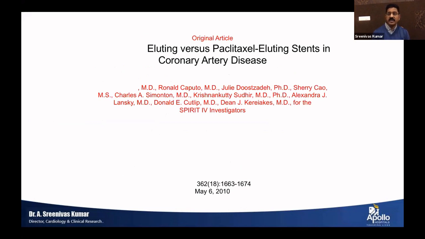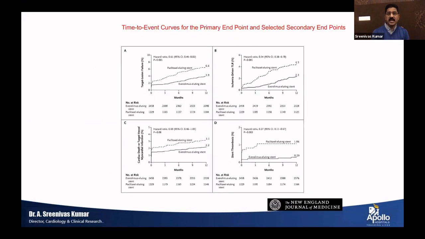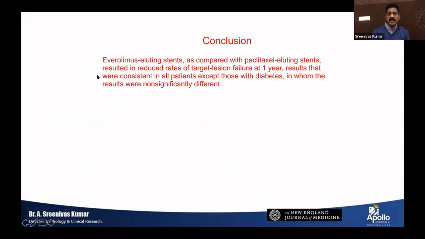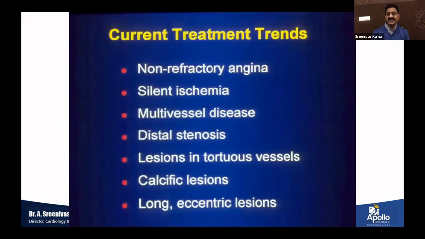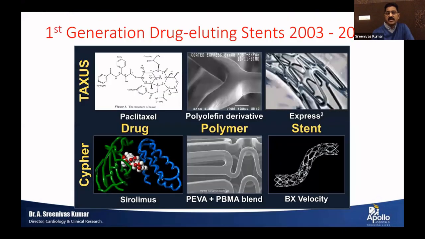Then we thought about which stents are good, whether the limus group or the paclitaxel group. Then comparison studies were done and showed that probably sirolimus and everolimus eluting stents were better than paclitaxel. That's how the paclitaxel stents became less and less popular, and the limus group is being studied more and more. So if you now see the better quality of stents, now you have all the types of multivessel disease, left main disease, calcific lesions, eccentric stenosis, and total occlusions, bypass grafts, you name anything. We are managing bifurcations, restenotic lesions, all that.